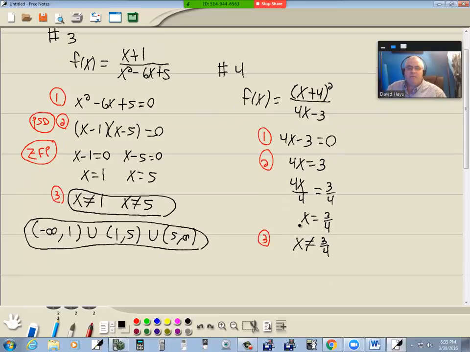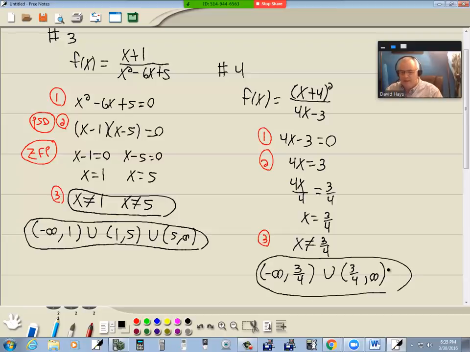Now for our interval notation, when you have one number like that, you go from negative infinity up to that number, parentheses on everything, union, and then that number up to positive infinity, parentheses on everything. And those would be our answers.